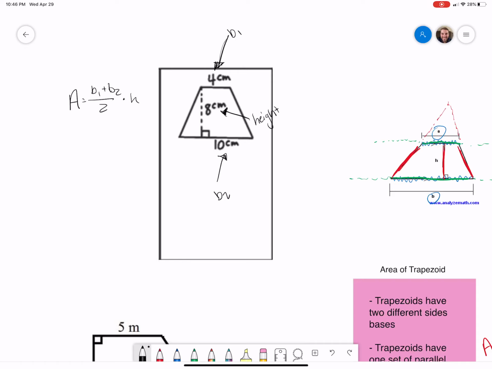Let's plug in our numbers. Area equals base 1, which is 4, plus base 2, which is 10, divide by 2, and then we multiply by the height, which in this case is 8.